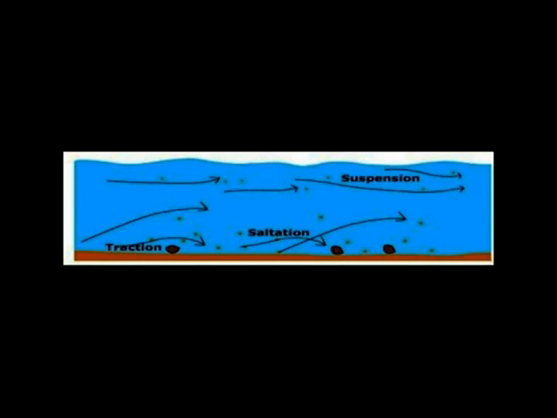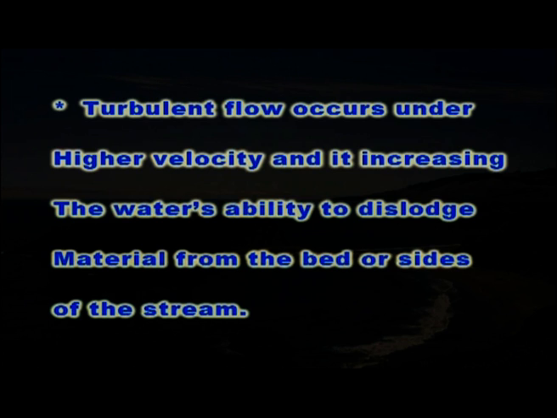Suspended load comes from material eroded from the surface bordering the channel and deposited in the stream, as well as erosion of the channel itself. The stream capacity is the maximum load a stream normally can carry for a given discharge. The stream capacity increases with increasing flow velocity. Turbulent flow occurs under higher velocity and it increases the water's ability to dislodge the materials from the bed or the sides of the stream.